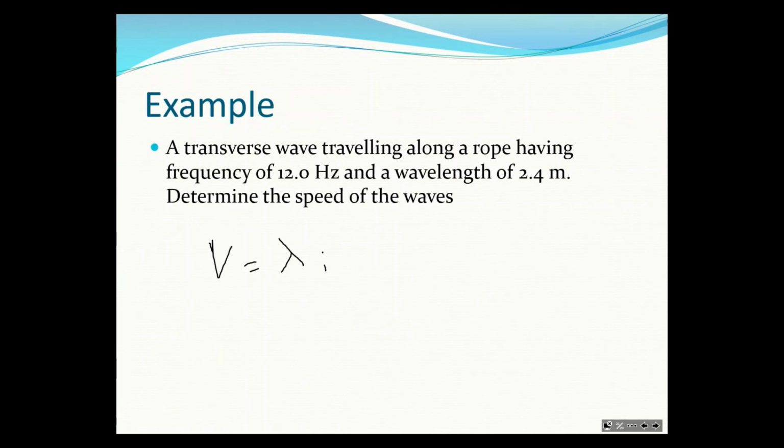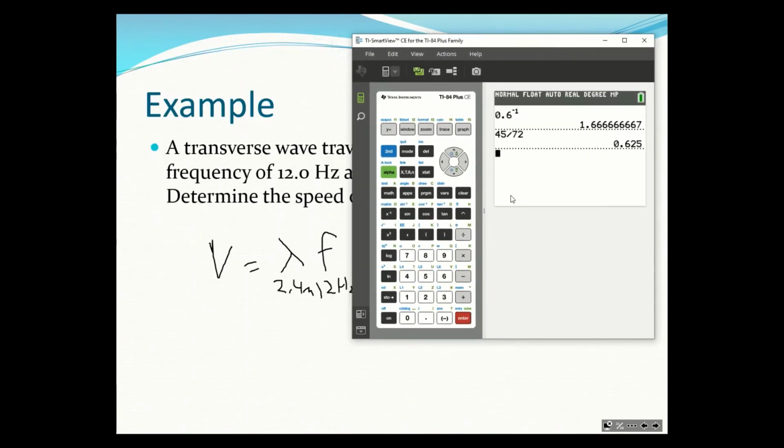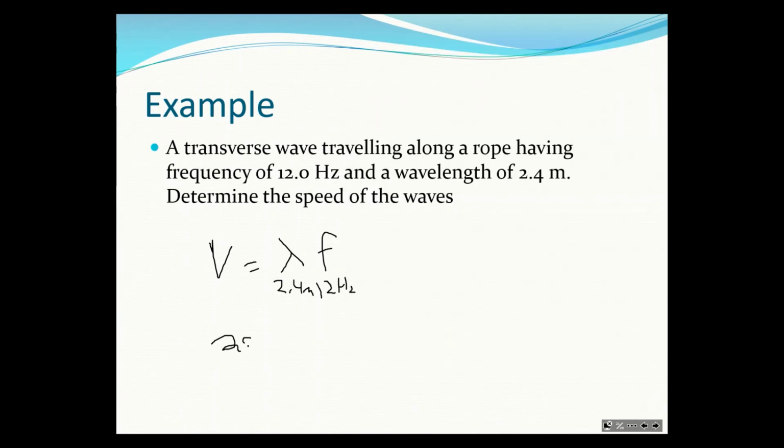V equals lambda f. They give you a frequency of 12 hertz and a wavelength of 2.4 meters, and all we have to do is go 2.4 times 12, and we get our speed of 28.8. I guess we only have 2 sig digs here, so 29 meters per second. Easiest question in the world.